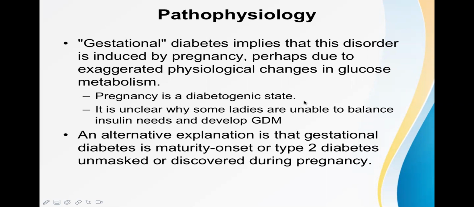Pregnancy is already a diabetogenic state. What does that mean? Pregnancy is a hyperglycemic condition. Even though the lady has not fallen into the definition of glucose intolerance or diabetes, the level of blood sugar may be at a higher range than the normal. That's why it is known as a diabetogenic state.